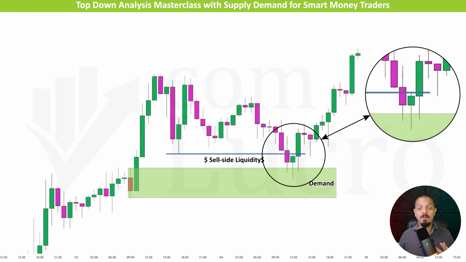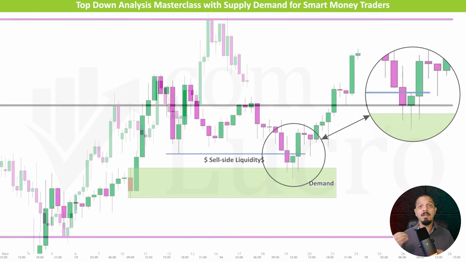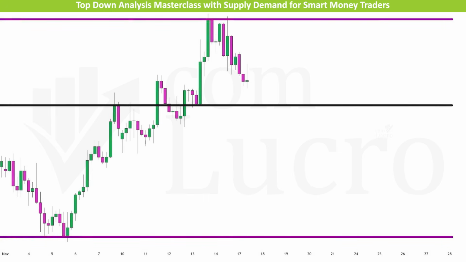With these core smart money concepts defined and understood, we can now return to the 4-hour example on the euro-dollar pair. On the 4-hour chart, a clear uptrend is visible.